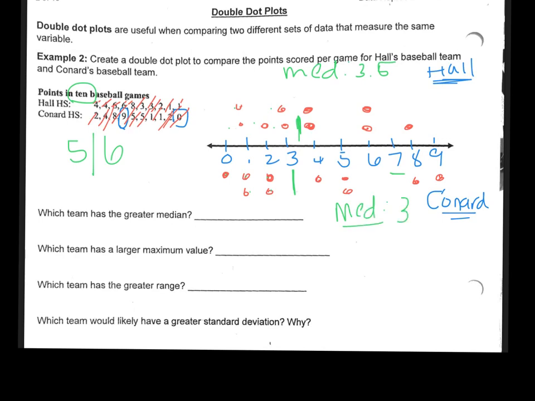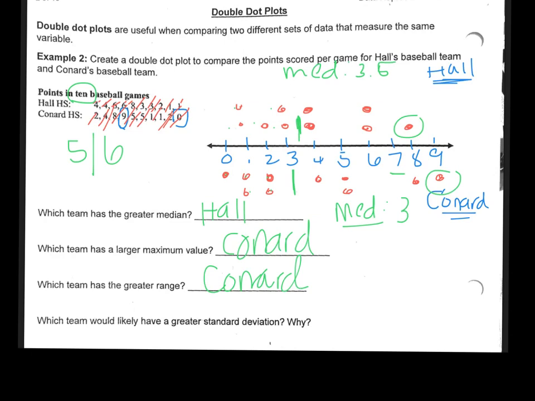So the team with the greater median is Hall. The team with the higher maximum value is Conard. Their maximum value was 9. Hall's was 8. And the team with the greater range is also going to be Conard because their range is 9, whereas Hall's is only 7.